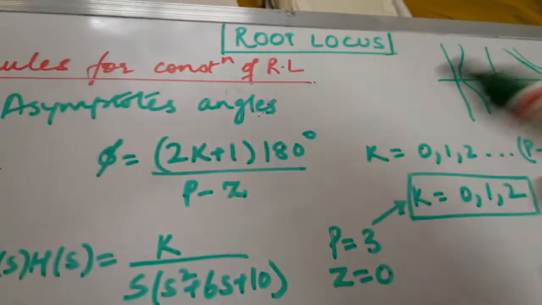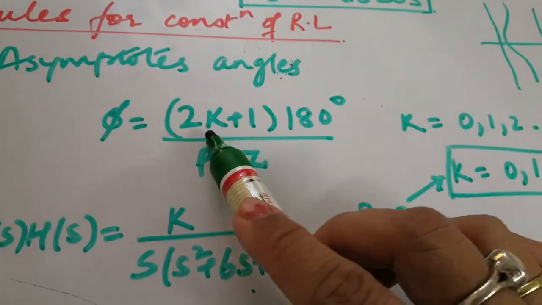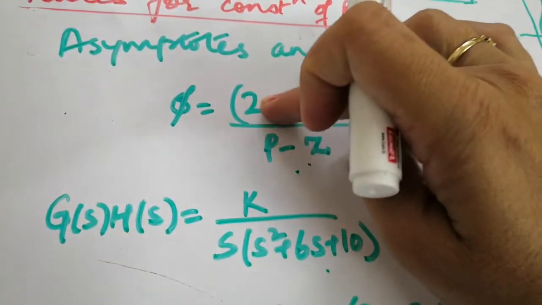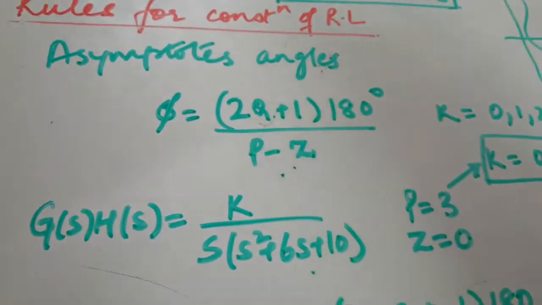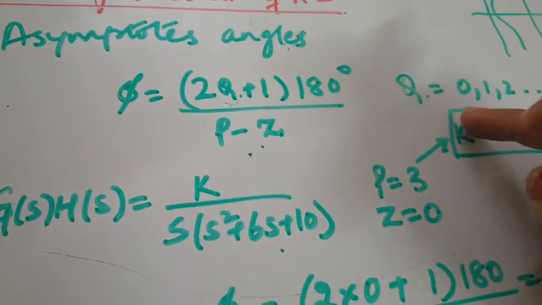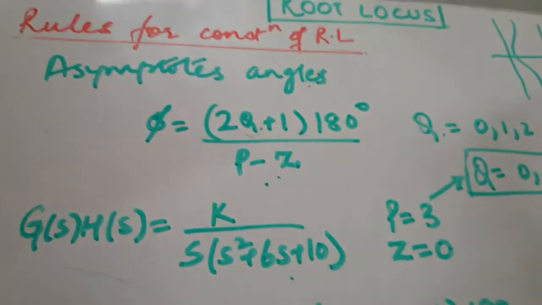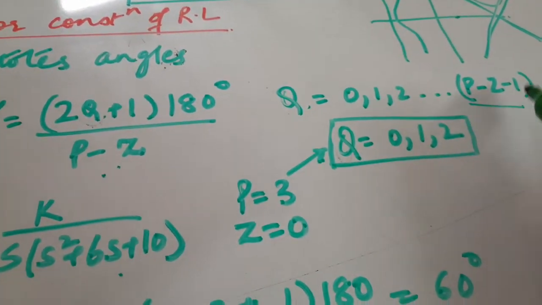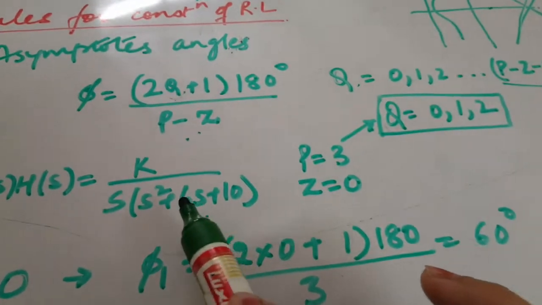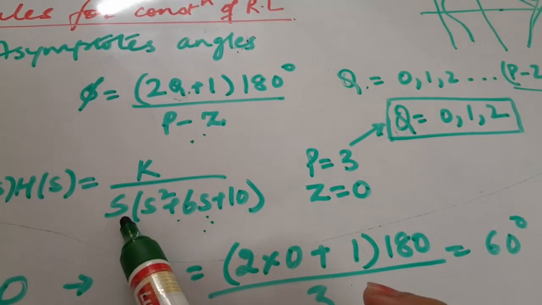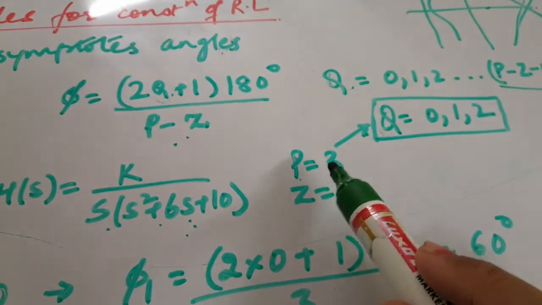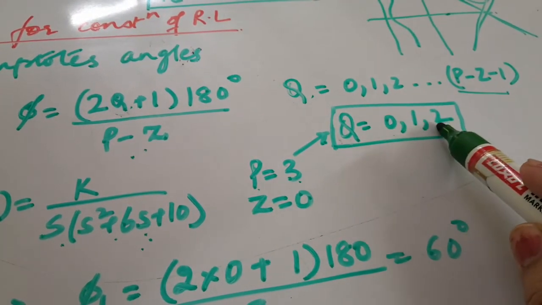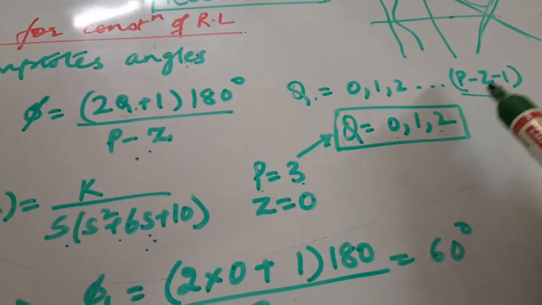To find out the angles that we have to plot on the real axis, we have the formula (2k plus 1) into 180 divided by p minus z. Not to confuse it with the gain K, I am going to replace this with q, a constant that takes the values 0, 1, 2 up to p minus z minus 1. Here in the example, two roots come from this quadratic equation and a third from here, so p equals 3, which means q will go from 0 to 2, since p minus z minus 1 becomes 3 minus 1, that is 2.